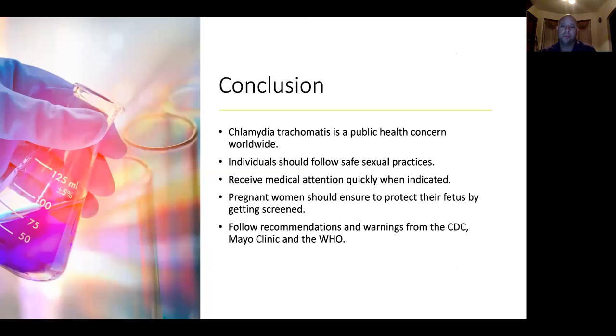Okay, so in conclusion, Chlamydia trachomatis, as we have discussed, is a public health concern worldwide. It's imperative that all individuals follow safe sexual practices and receive medical attention quickly when indicated. Pregnant women should ensure they protect their fetus from this disease by heeding the warnings we have covered from the CDC, Mayo Clinic, and the WHO, the World Health Organization. And again, just making sure that good, safe sex practices are followed.